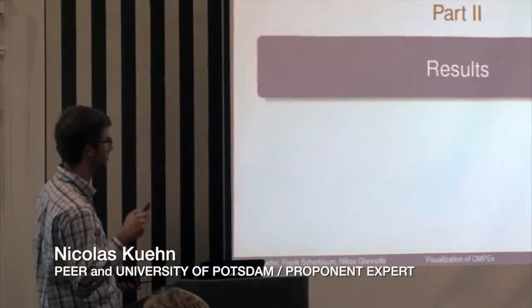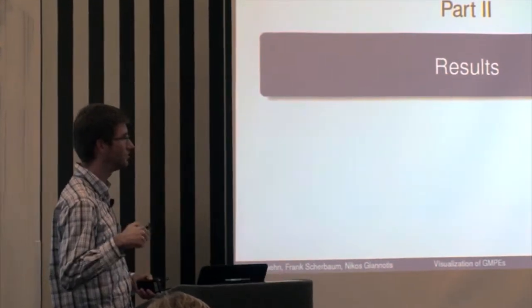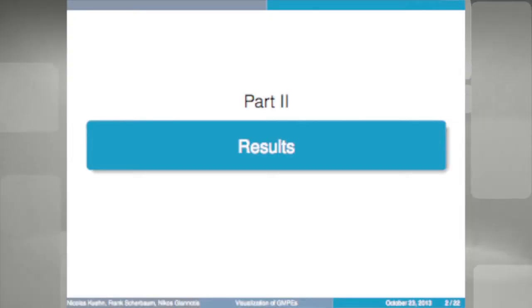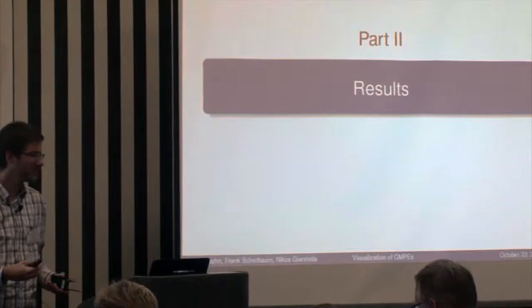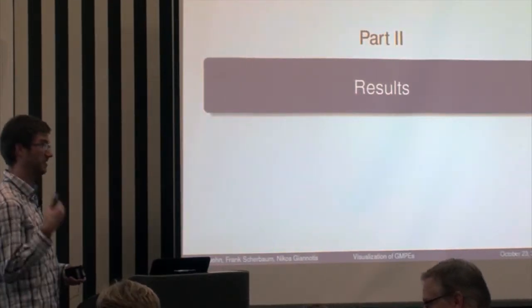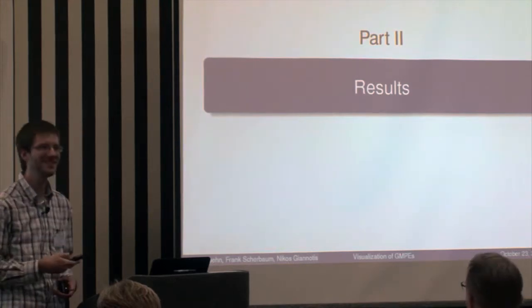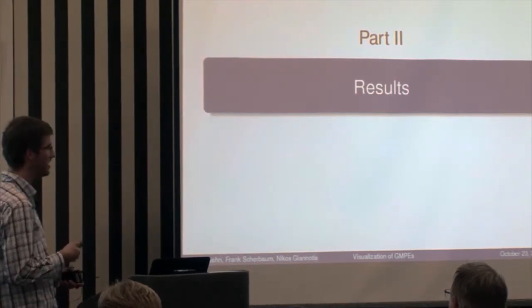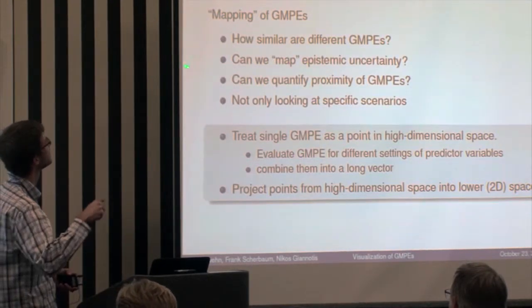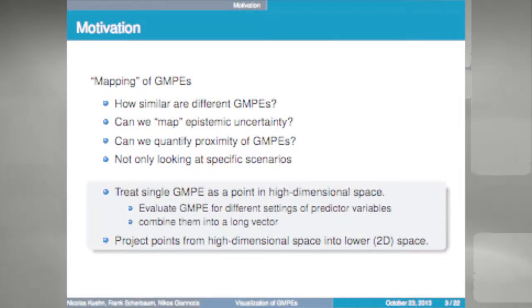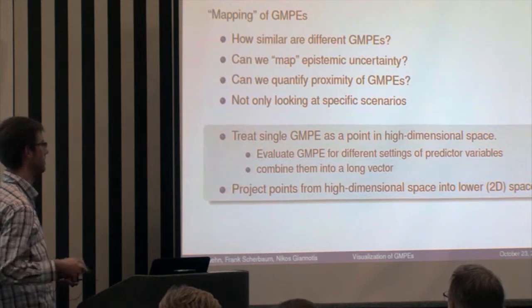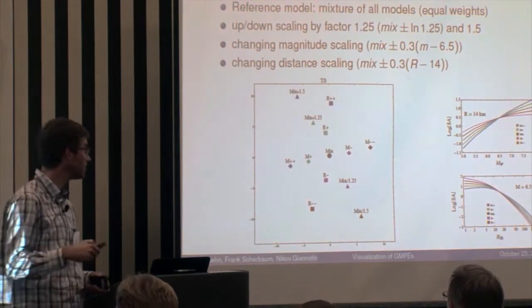So we're going to continue from yesterday by showing the results. Today is actually the more complicated part than yesterday. Yesterday was just the technical basis, but now that we have the results, we need to think about what we want to do with this. I think this is a bit more complicated, and I don't really have a solution to that. This is the same slide as yesterday, trying to answer the question of how similar different GMPEs are by mapping them from a high-dimensional space to a low-dimensional space. Yesterday we talked about how we do this. So this is what it looks like.